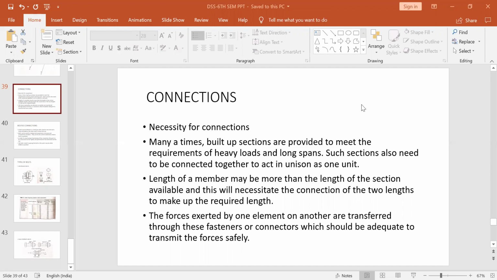Okay, so we might give a brief introduction to what rivets were, but since it's not in our syllabus, we'll go with bolting and welding only.